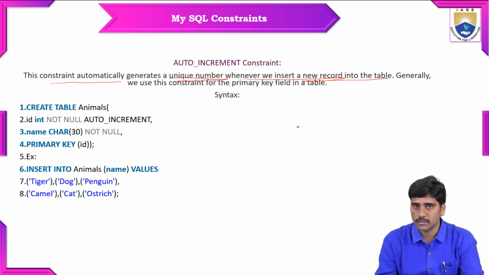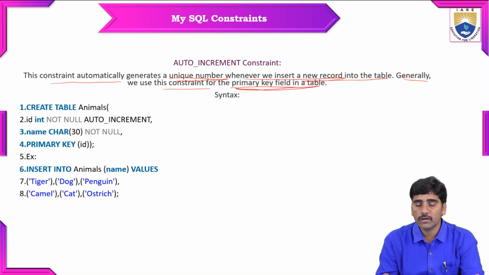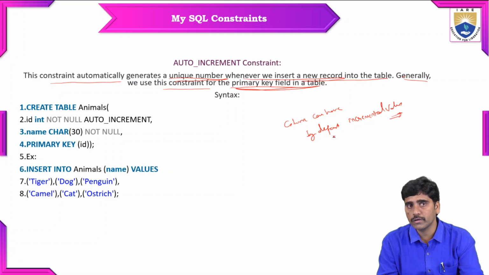Automatically the values will be inserted in an automatically incremented way. So generally we use this constraint for the primary key field in a table. Whenever you are applying this auto increment constraint, the column can have, by default, incremented values, because if we are specifying the auto increment condition, then by default it takes all the column values in auto increment order.